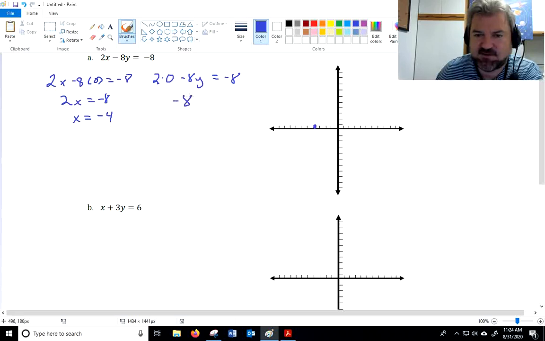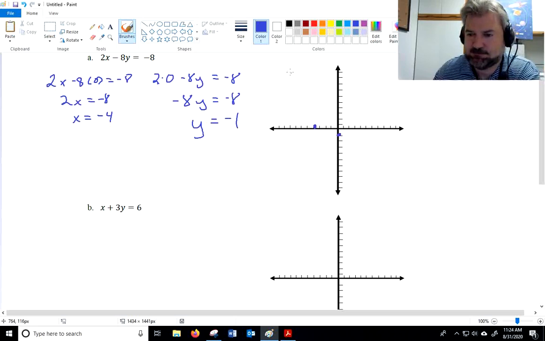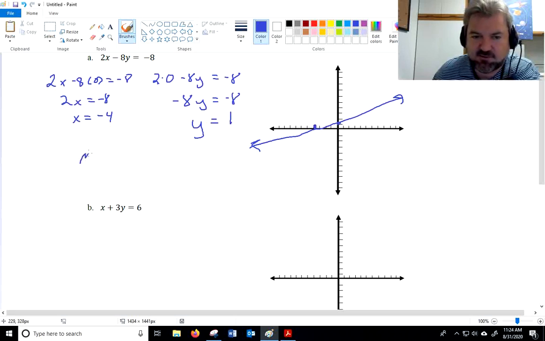The y-intercept, we put 0 in for x, and I get negative 8y equals negative 8. So y equals negative 1. No, it doesn't. It equals positive 1. What am I doing? I'm about to say that doesn't look right. Divide both sides by negative 8, you get a positive 1. Which gives me a line something like that. The slope of this line should be up 1 over 4.